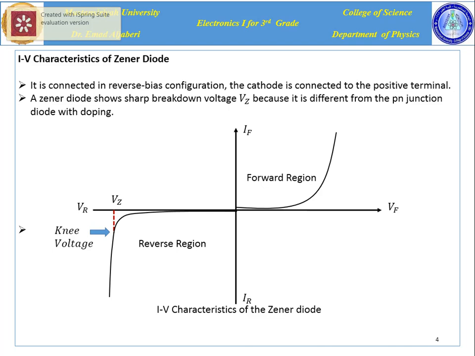There are two different regions, forward region and reverse region. The forward region is very similar to a p-n junction diode behavior, while the reverse region is different from a p-n junction diode behavior because the current can flow through the Zener diode when the applied voltage reaches V sub Z, breakdown voltage. This point is referred to as knee.